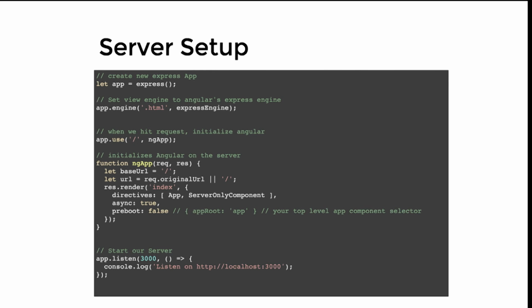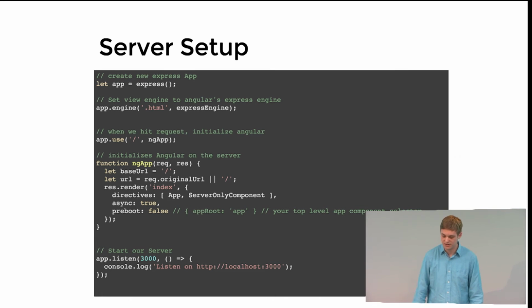So if you're a JavaScript developer, it should look very familiar. It's just JavaScript with types. This is running on Node. So if you're a Node developer, you already know Express. The first thing I do is create a new Express app, which is your server. And then I set the view engine to Express Engine. Express Engine is something that comes with Angular Universal. Instead of using a server-side view engine, you'll be using Angular's view engine.